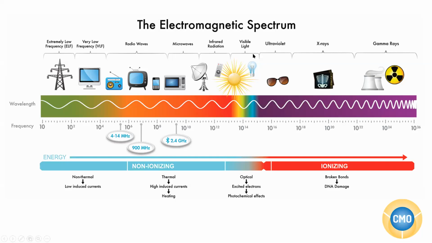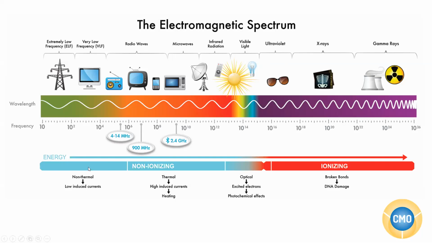So we can actually only see quite a small band of the electromagnetic spectrum. There's a lot more outside it that we can't see. Obviously the ultraviolet, which is why we need sunglasses to protect our eyes, and then X-rays obviously so we can visualize ourselves, and gamma rays that obviously create nuclear power.